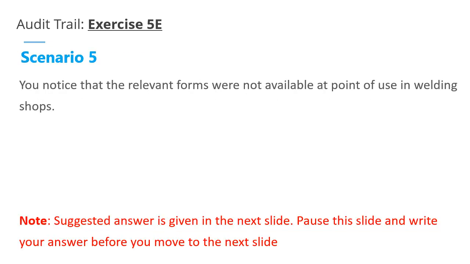Scenario 5. You notice that the relevant forms were not available at the point of use in welding shops. Is it a non-conformity, or will you follow an audit trail to identify the objective evidence for conformity or non-conformity?